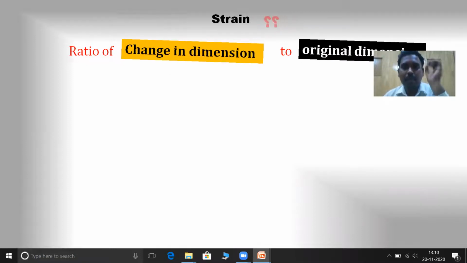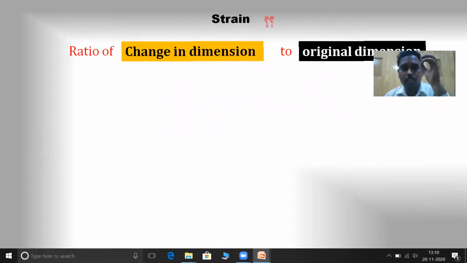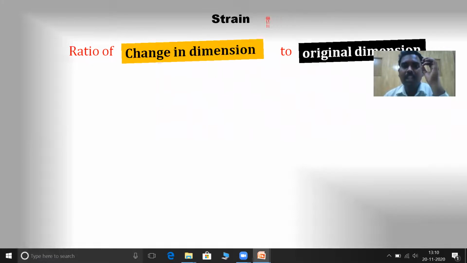Students, I'll give an example. First, let us take a cylindrical rod. Say I buy a cylindrical rod from a shop. Later, I'll measure the dimension, that means I'll measure the length of the cylindrical rod. Say, after measuring, I got the value as 10 centimeter. This 10 centimeter is called the original dimension.